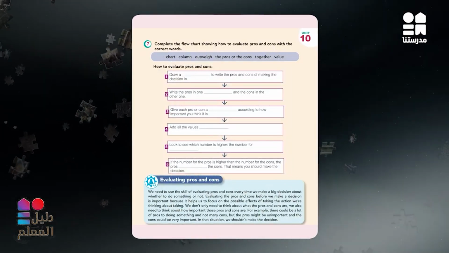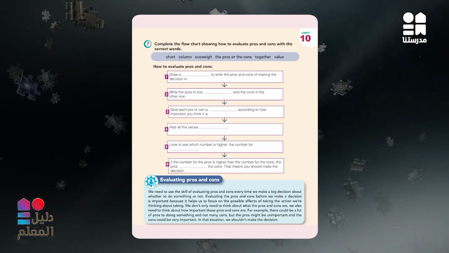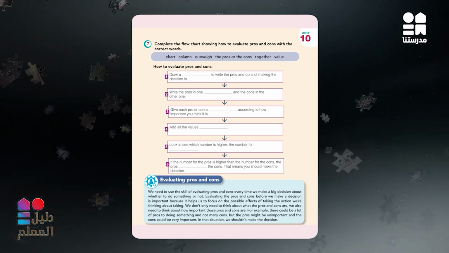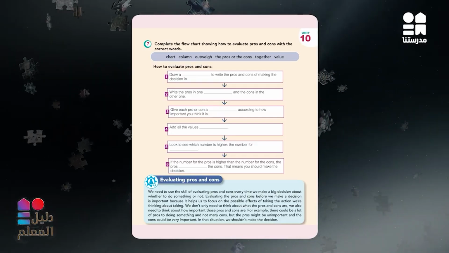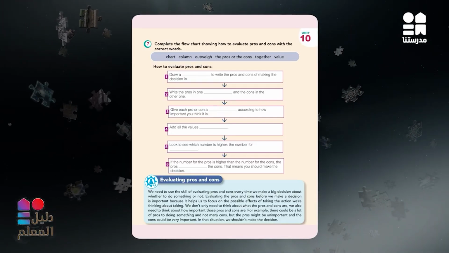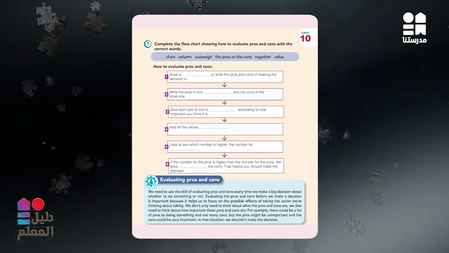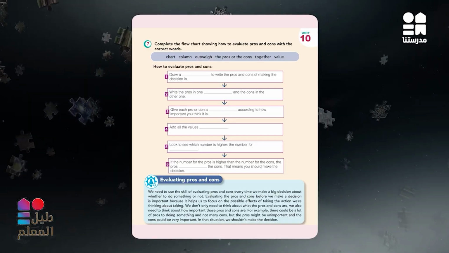For exercise 7, students are to complete the flow chart showing how to evaluate pros and cons with the correct words. Read out the instruction and have a confident student read the skills box to the class. Tell students that they are going to use the flow chart in exercise 7 in the task to help them make a decision. Refer back to exercise 2 to check understanding of the words in the box as necessary. Have your students complete the task individually or in pairs, then compare answers with another pair. Students can then stay in these groups for the task.